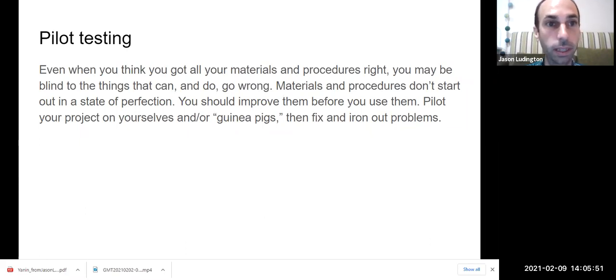Pilot testing is important. Even when you think you have everything perfect, you don't know what's wrong because we are blind to the things that we cannot see yet. If we are the researcher, we're kind of blind to what it's like to be a participant. We have to either be a participant or demonstrate it on participants before we know that everything is right. So the pilot testing is to confirm and to fix and to iron out problems.